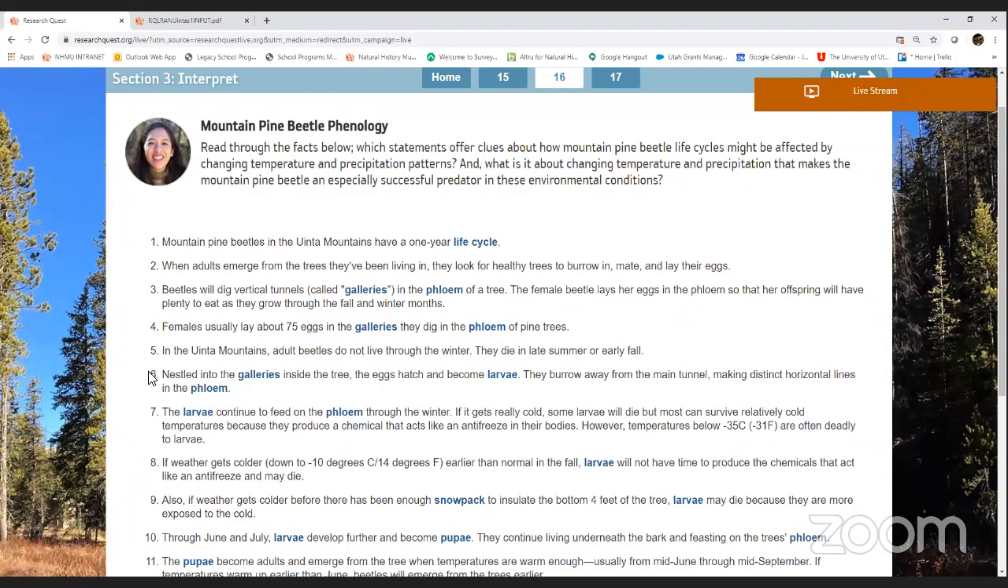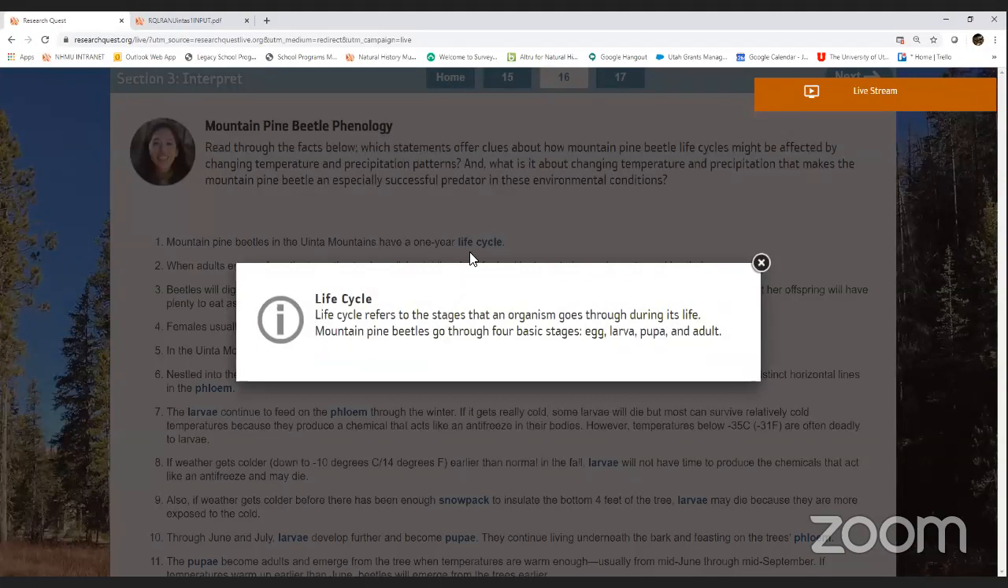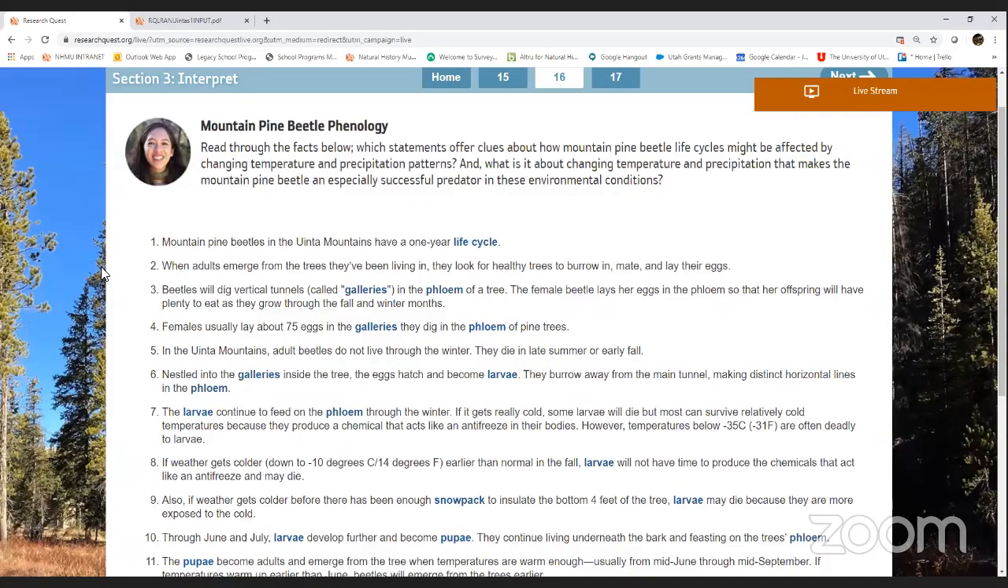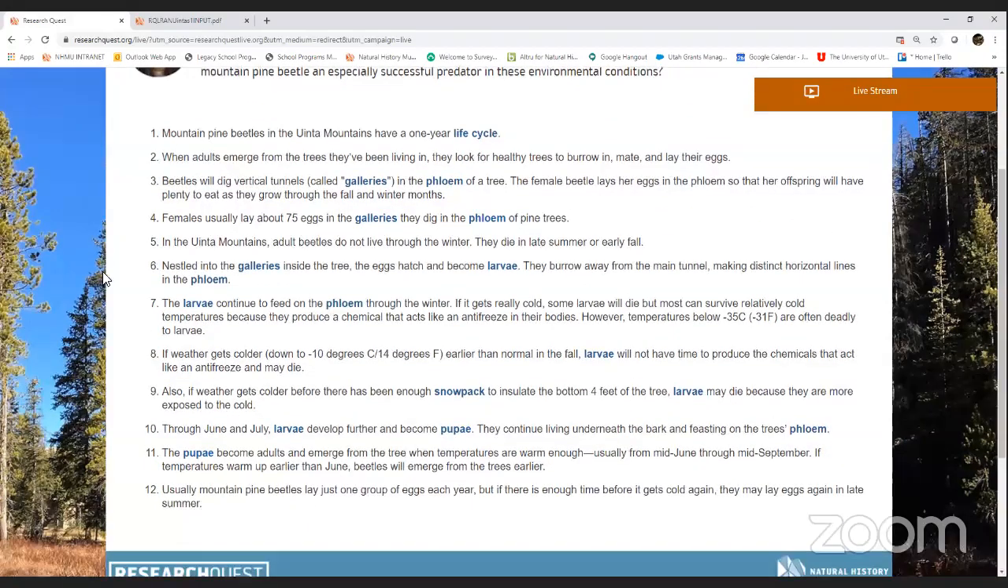All right, so it says, number 1, mountain pine beetles in the Uinta Mountains have a 1-year life cycle. Now, if I want more information about some of the words that are blue, I can click on that. It says life cycle refers to the stages that an organism goes through during its life. Mountain pine beetles go through 4 basic stages: egg, larva, pupa, adult. When adults emerge from the trees they've been living in, they look for healthy trees to burrow in, mate, and lay their eggs.